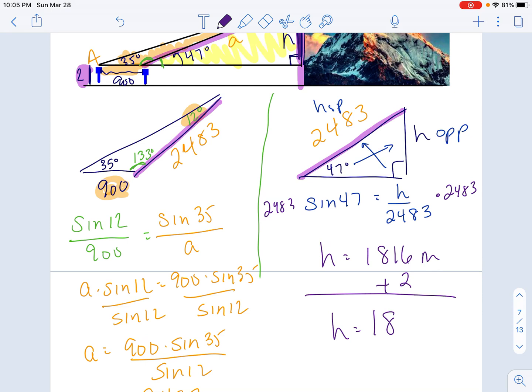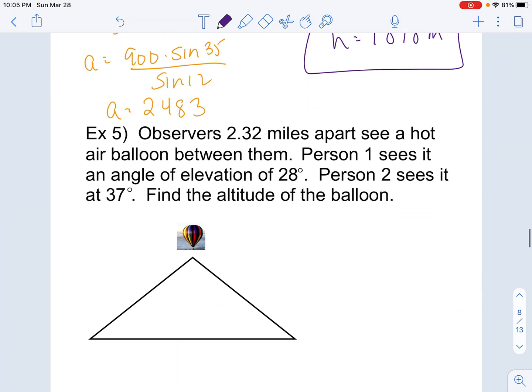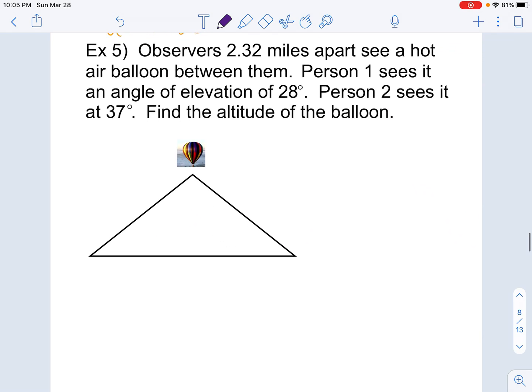So the height is really 1,818 meters. Okay, and again, I just chose to round to the nearest whole meter. We could round lower if we wanted to. All right, last example for today.